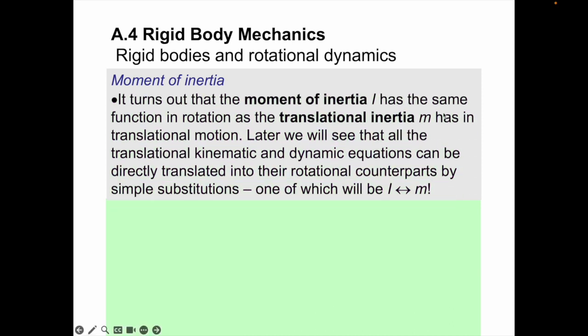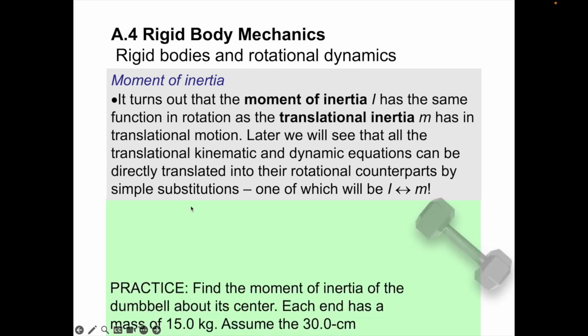Turns out that the moment of inertia has the same function as our translational inertia m has in translational motion. So we can sort of look at this as an analog between I and m. Later we can see that the translational kinematic and dynamic equations are directly translated from their rotational counterparts.